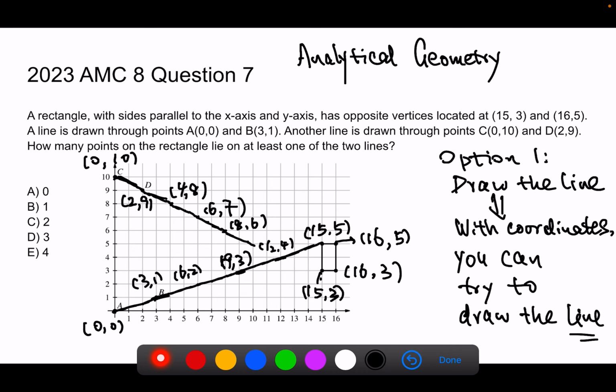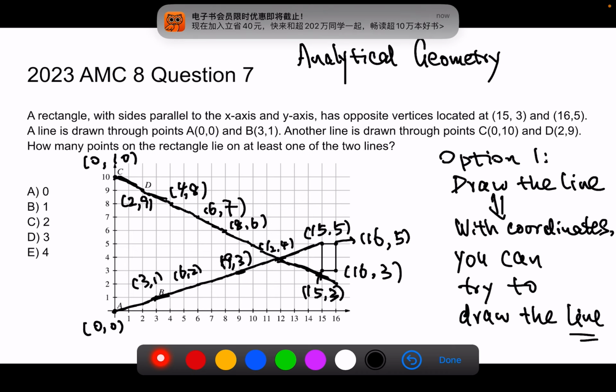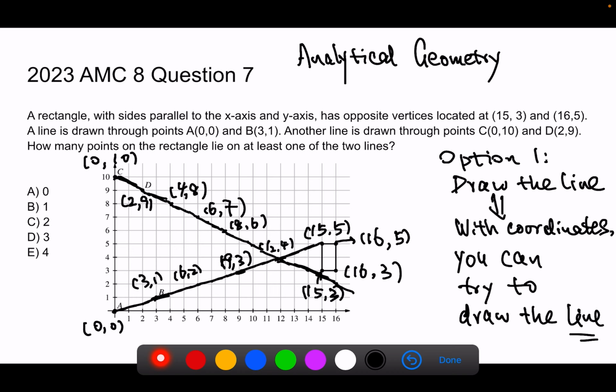Continue on. Then here, here. So that's interesting. This line actually misses the rectangle. There's no point that is on this line which is also on the rectangle. So the answer for this question is B, 1.